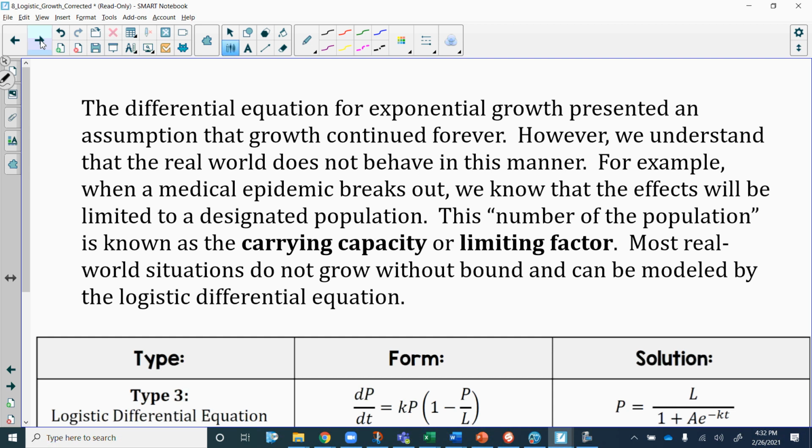The third one that we're going to be looking at is a logistic growth function, and the growth could be upwards or downwards depending on the situation and the values you're getting. The differential equation for exponential growth assumes that it's going to go on forever. So on that last example, y is equal to c times e to the kt power.